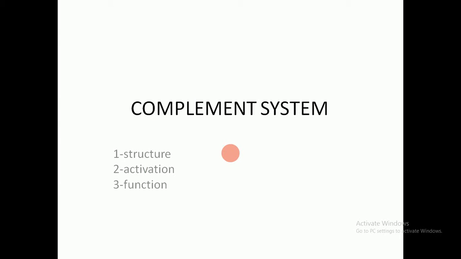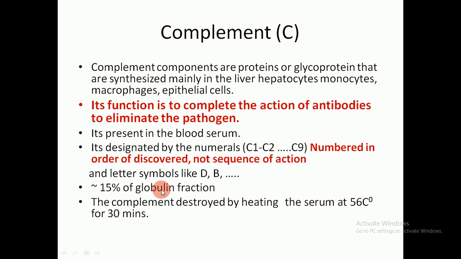The title of our lecture is the complement system. We'll deal with the structure of the complement system, the activation, and the function. The abbreviation of the complement system is a capital C. The complement components are proteins or glycoproteins that are synthesized mainly in the liver hepatocytes, monocytes, macrophages, and epithelial cells. So this is the source of the complement.